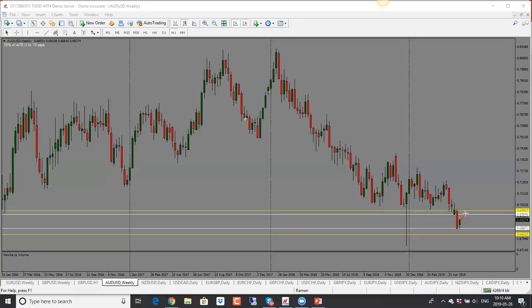So first target would be 1.6960 level, but looking towards 0.70.